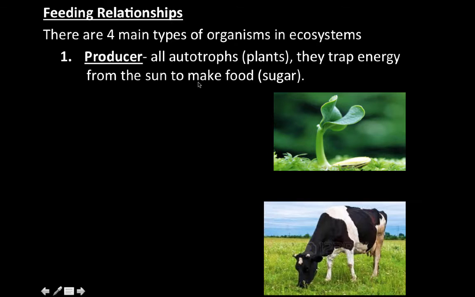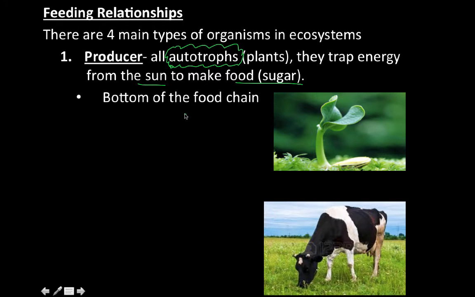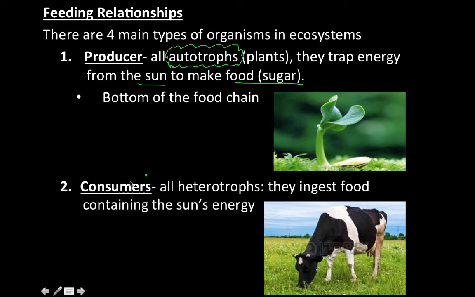A producer is an autotroph, so that's a key term that you're going to need to know. An autotroph, let's use green because an autotroph is for a plant. So producer, plant, autotroph, those are all referring to the same type of organism. They trap energy from the sun, and then they make their own food, this glucose, sugar. They build those structures through photosynthesis. They're on the bottom of the food chain, obviously. That's good because they're able to harness the energy from the sun, and nothing else can do that besides producers.